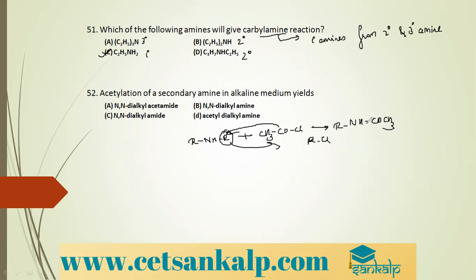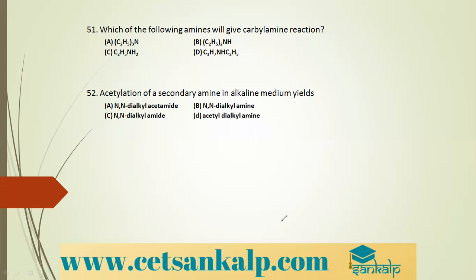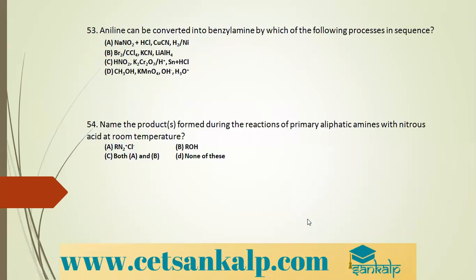So what is the name of this compound? Okay, hydrogen gets substituted. I'm sorry. So here I get R. So N, N dialkyl acetamide. So N, N dialkyl acetamide is the correct option. R does not get substituted. Hydrogen gets substituted. Hydrogen goes out. In place of hydrogen, we get a C double bond O CH3 group added. So N, N dialkyl acetamide is the correct option.